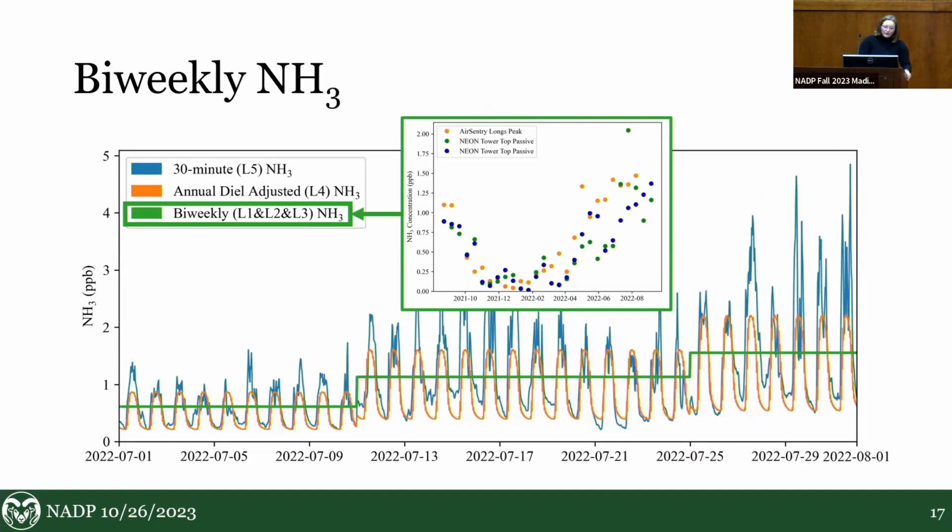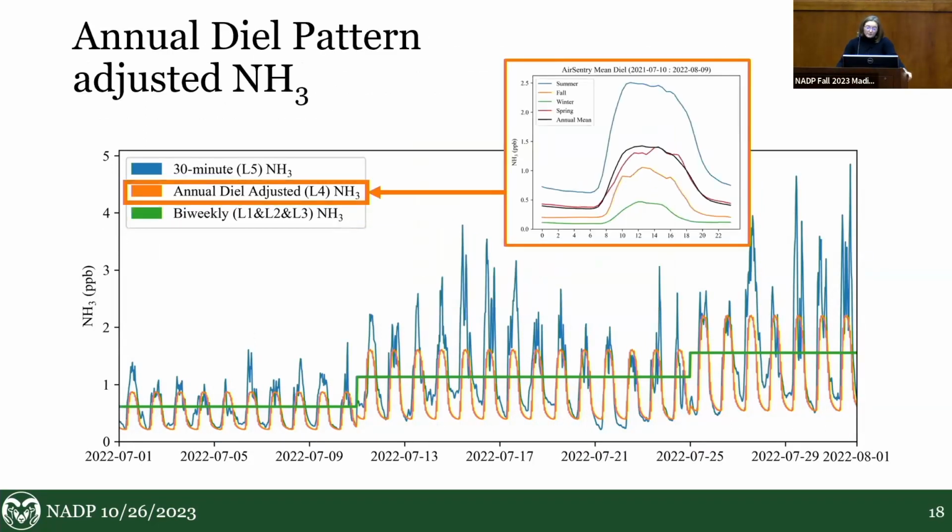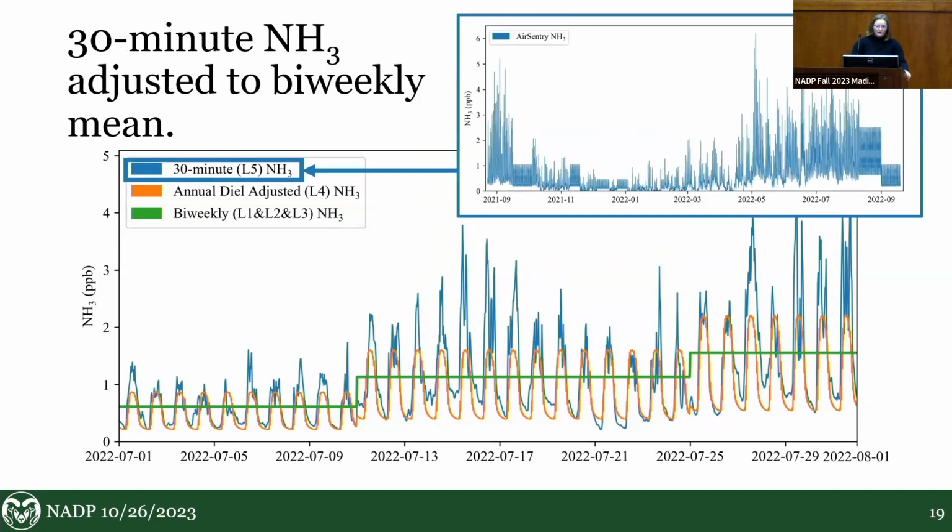So for this biweekly ammonia, this is that passive measurement. It's the same value across the 2 weeks because it's an integrated biweekly sample. For the annual diel adjustment, I've taken that higher time resolution Air Sentry data, which allows us to adjust for a diel pattern. And then for this 30-minute ammonia, I've taken that Air Sentry data and adjusted it based on the biweekly. Important to note here that the mean across a 2-week period for all of these data products is the same.